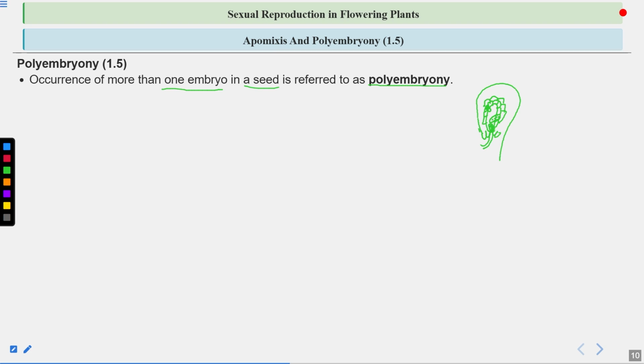The one embryo that has been formed by sexual reproduction, what is its ploidy? That is also diploid, because the egg was haploid and the male gamete was haploid. So both the haploid structures unite by the process of sexual reproduction, and they form the zygote that leads to the formation of the embryo.